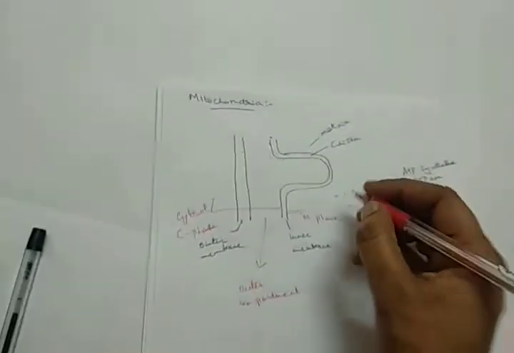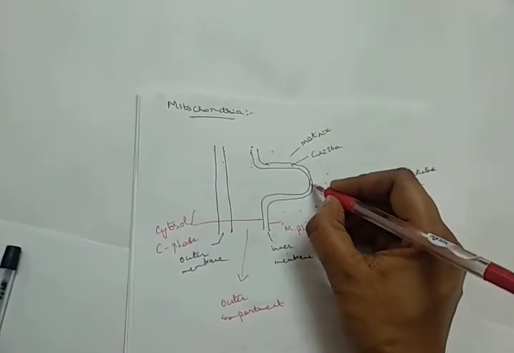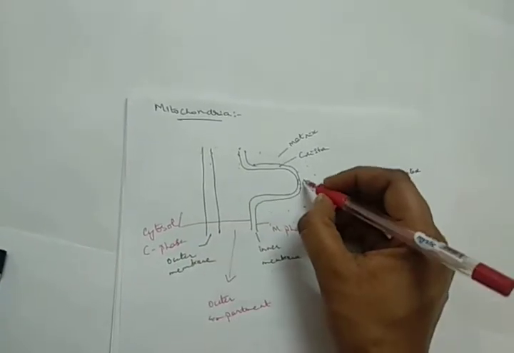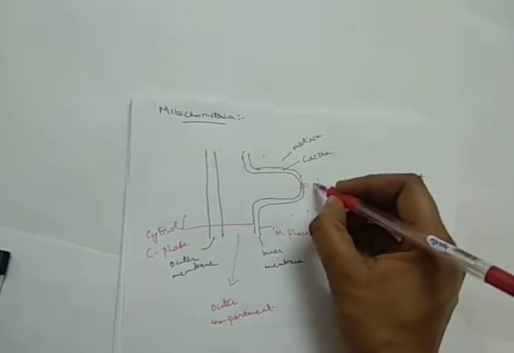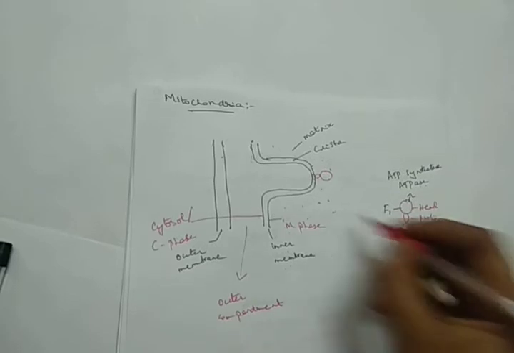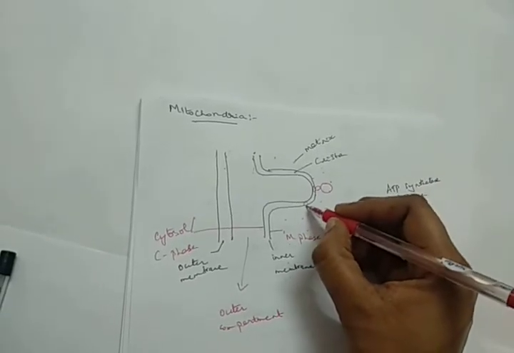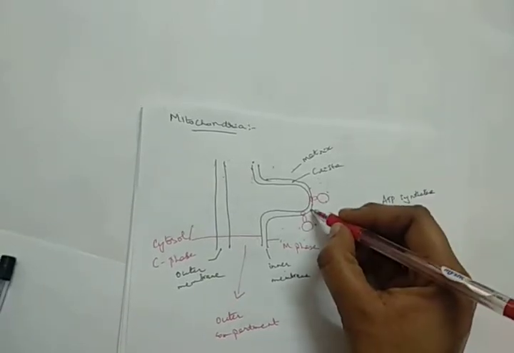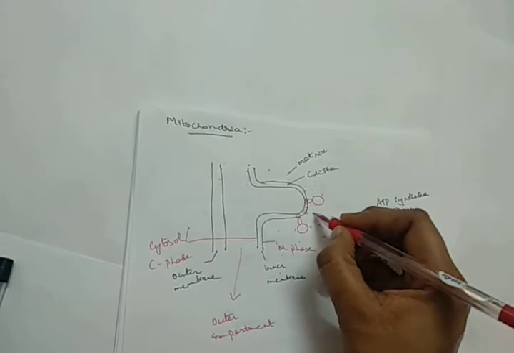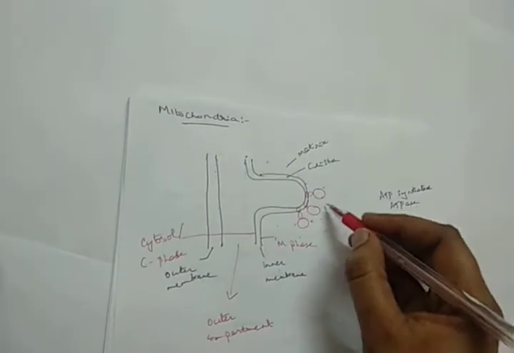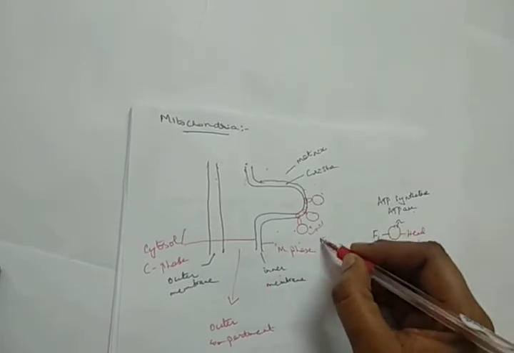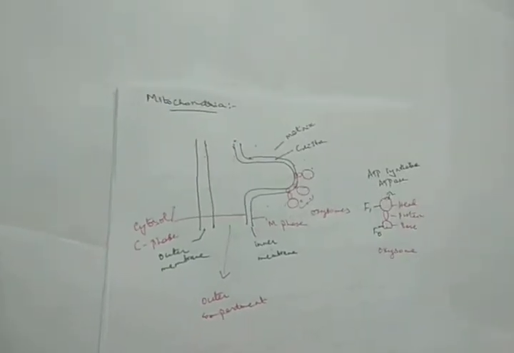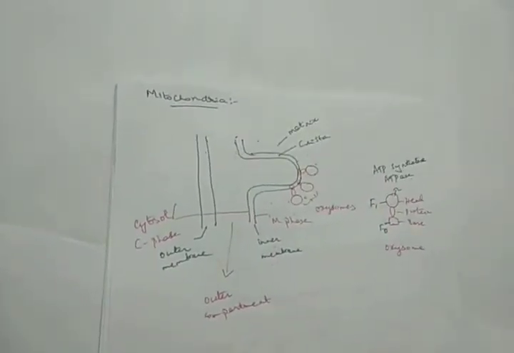And you can observe here the oxysomes are present. The base region is present in between these two layers, that is the M phase layer and the cytosol phase. This is with your protein and this is with your F1 particle. So this is how the oxysomes are present. Now coming towards how it is going to function.